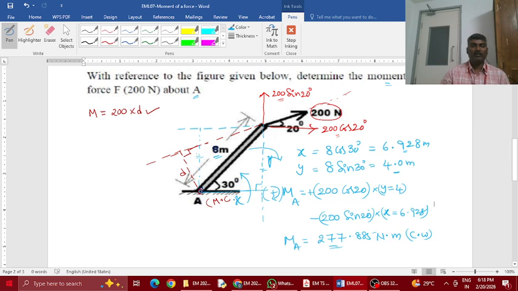Okay. So you can see, instead of directly finding the moment, we have used the components, which is well known Varignon theorem, which will make your calculation simple instead of worrying about what is this perpendicular distance. Okay, yeah. So this is the solution, which is now simple application of how you calculate moment of a force about a point.